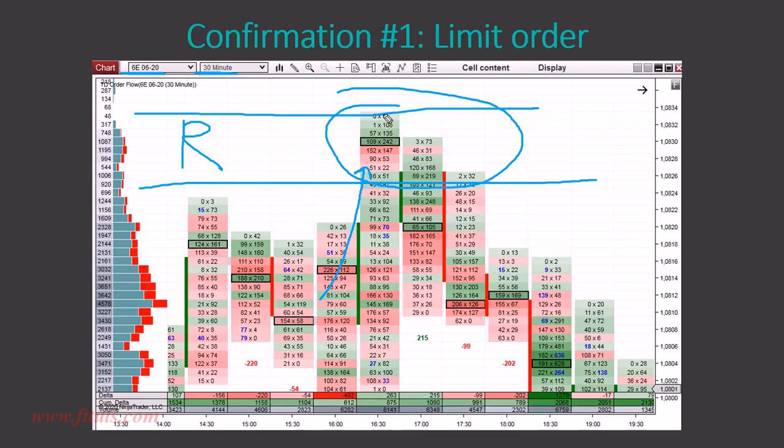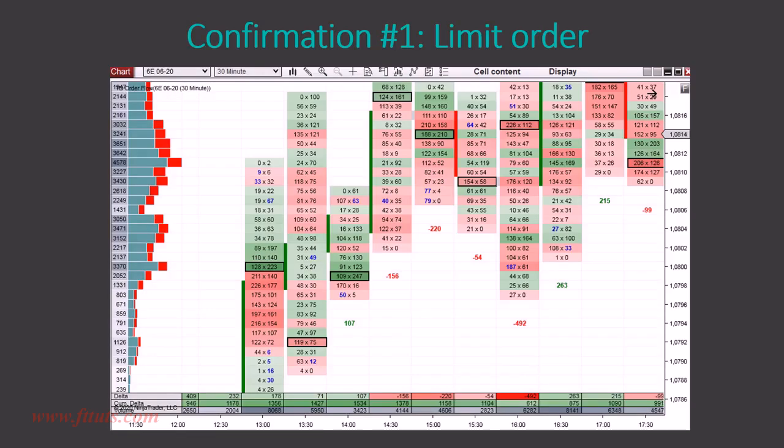So you are only looking at the ask side, this side of the footprint. You want to see a big number appear in here. All right, here it is, 242, an unusually big number, right at your resistance. So as soon as it appears, you enter your short.